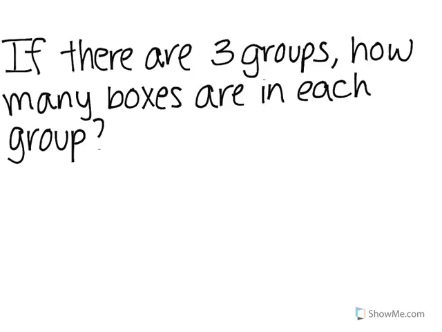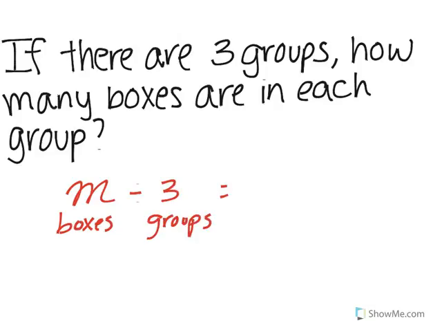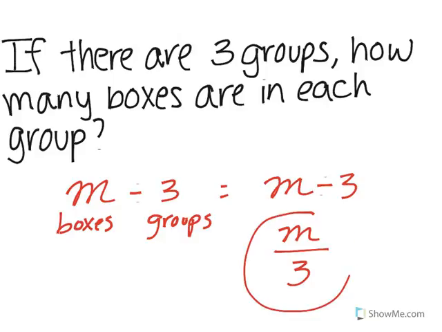If there are 3 groups, how many boxes are in each group? M still represents the boxes, divided by 3 groups equals m divided by 3, or m divided by 3. Both are correct. Get used to writing it in that way.